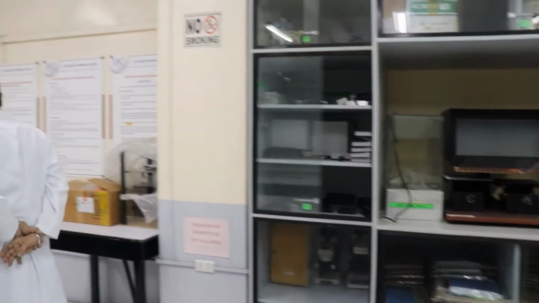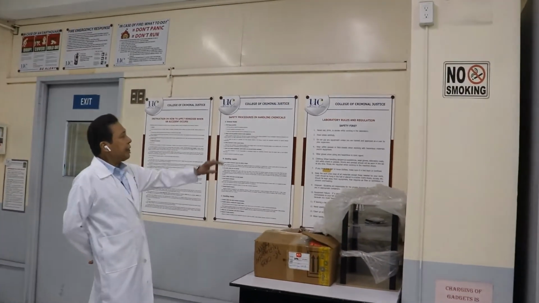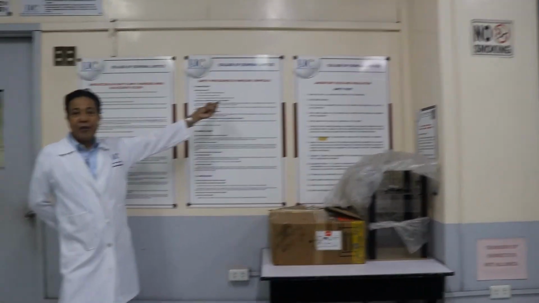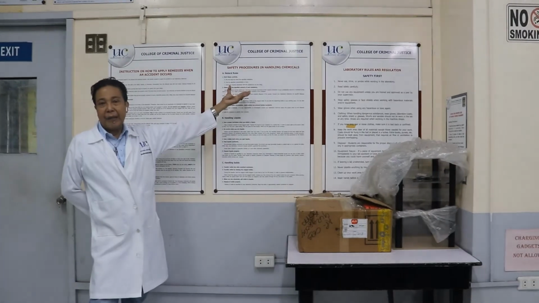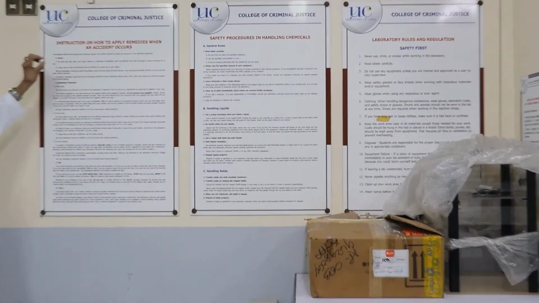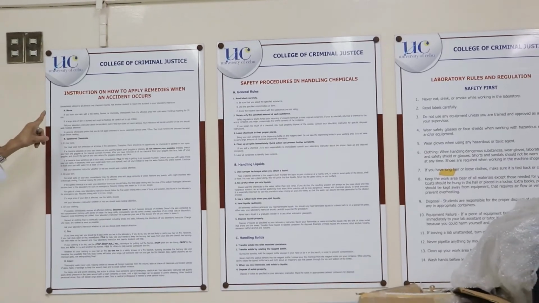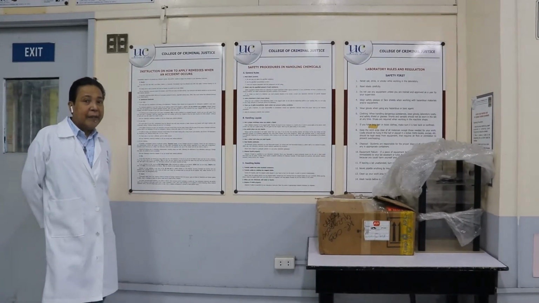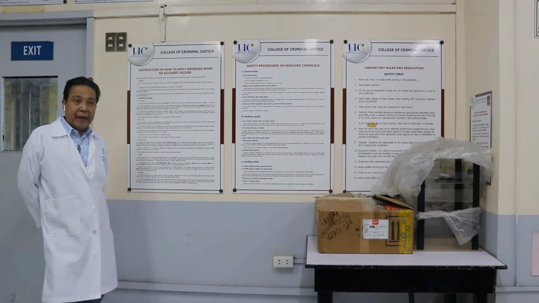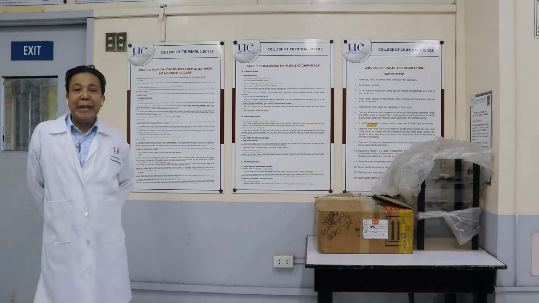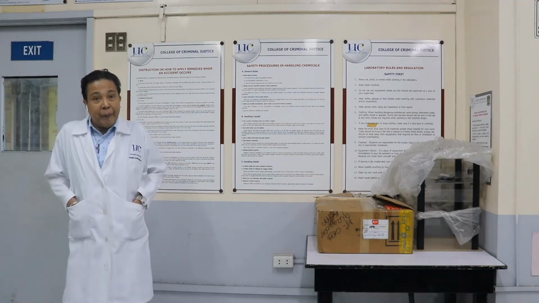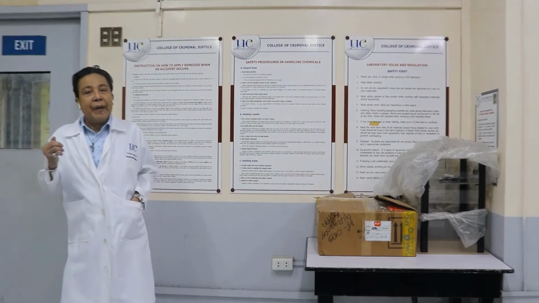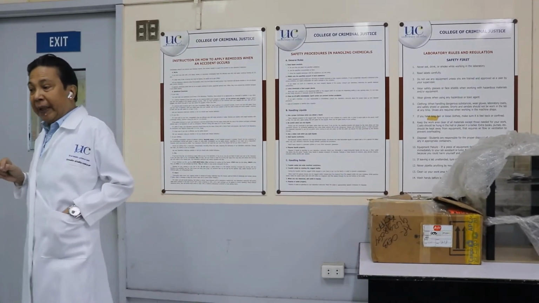Over here we have the rules and regulations regarding the use of the laboratory, the safety procedures in handling very delicate chemicals, and also instructions to the users of the laboratory on how to apply remedies when an accident occurs. It is always anticipated that in a big laboratory such as this, where many students or even professional people are using it, accidents do happen. So we try very much that those things will not happen here.